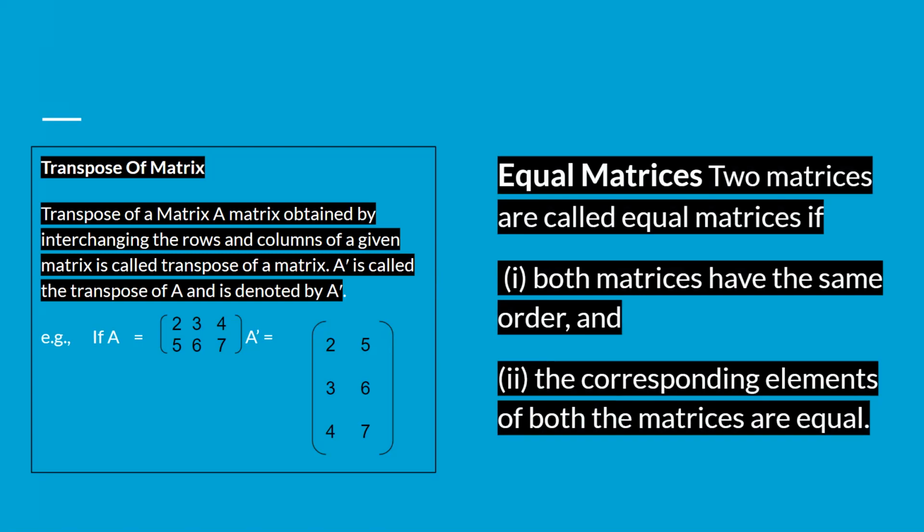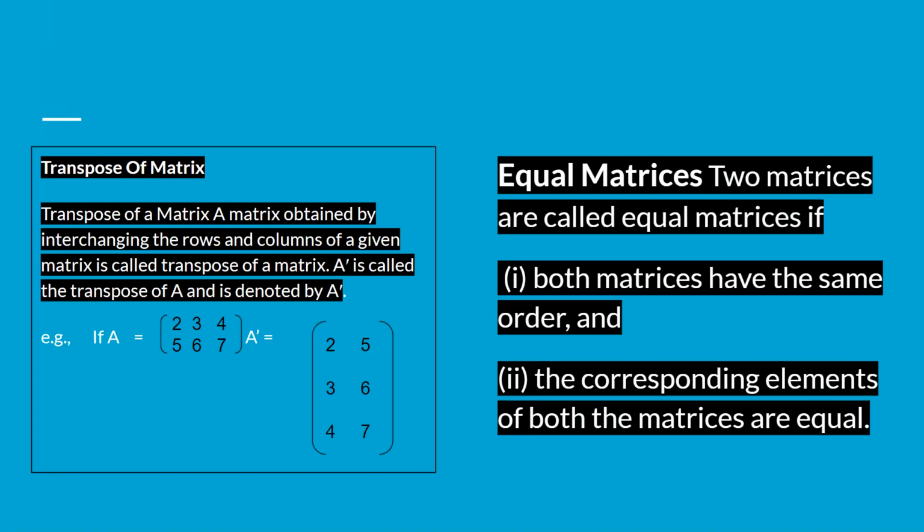The transpose of a matrix A is obtained by interchanging the rows and columns of the given matrix. We call it the transpose. So just interchanging rows and columns. जो रो है उसको कॉलम बना दो, जो कॉलम है उसको रो बना दो. That is what we have to do. If you see the example here, matrix A has elements 2, 3, 4 and 5, 6, 7. The first row, which was 2, 3, 4, we made the first column. And the second row was 5, 6, 7; we wrote it in the second column.